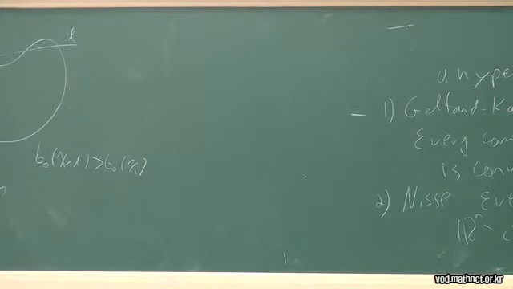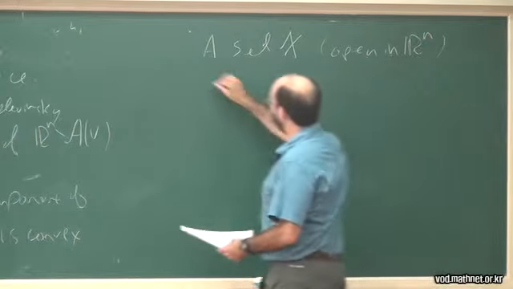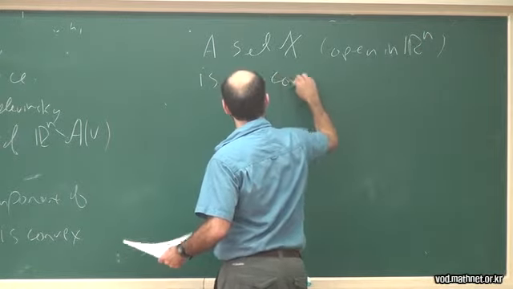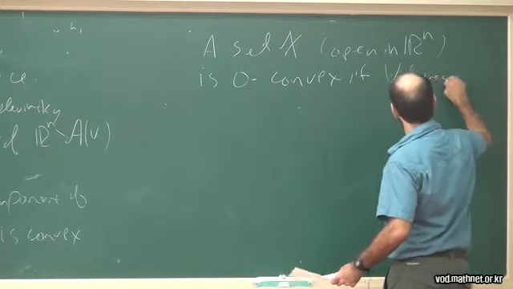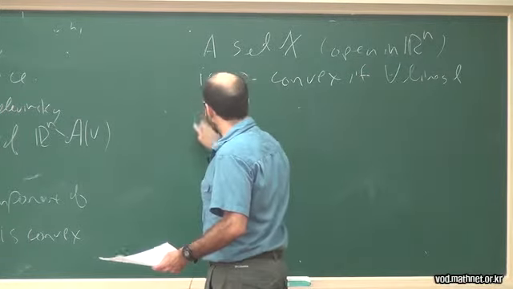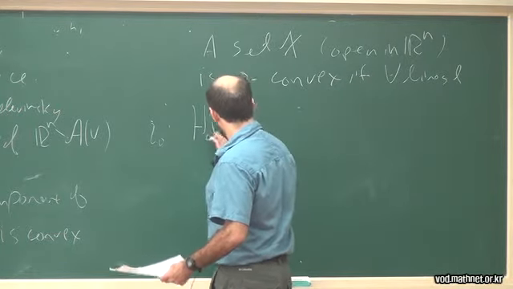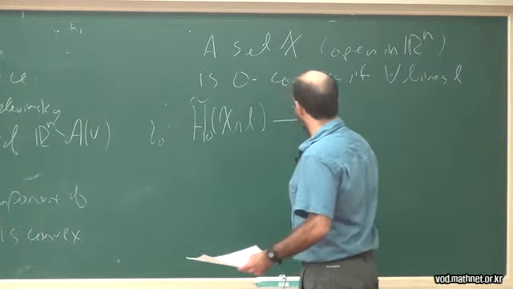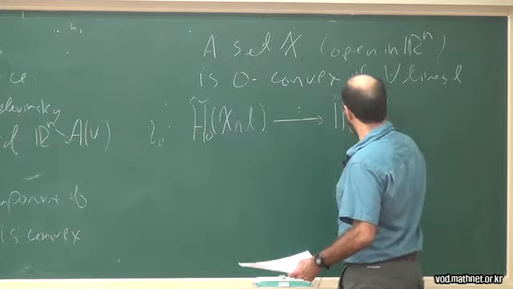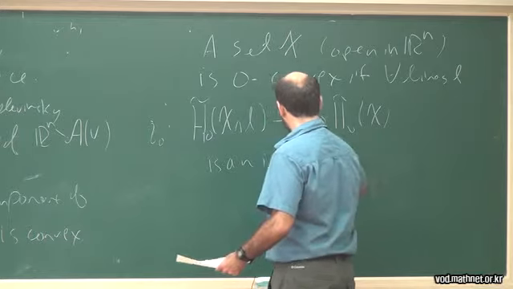So a set X, as before, open in R^n, is 0-convex if for all lines L, there's a natural map I_0 from the reduced 0th homology of X intersect L. This naturally maps to the reduced 0th homology of X, and it is an isomorphism.